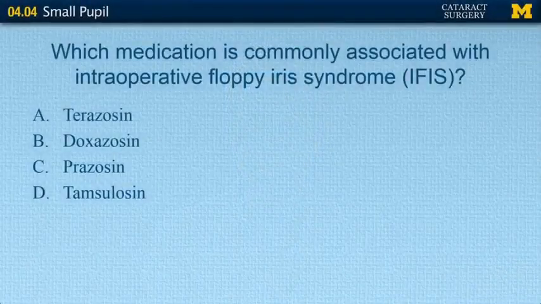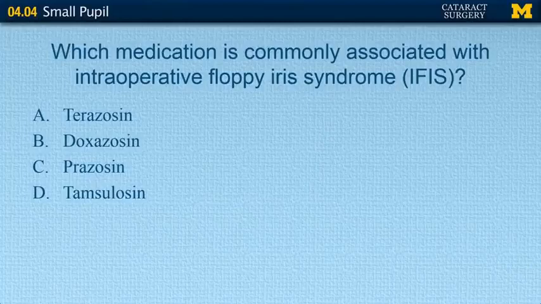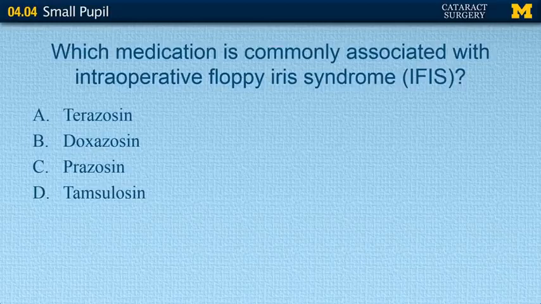Another question: which medication is commonly associated with intraoperative floppy iris syndrome? A. Terazosin, B. Doxazosin, C. Prazosin, or D. Tamsulosin?